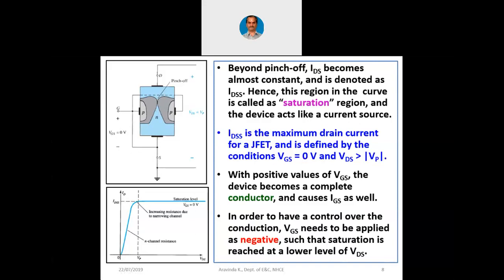Which means if we want to use this FET as an amplifier now, as an analog circuit, then we have to set a Q point. If we have to set a Q point, then we will have to apply VGS negative.